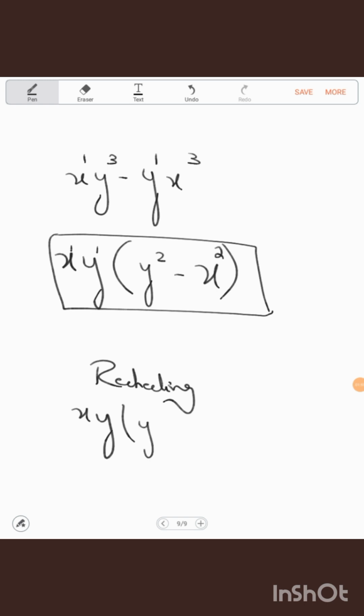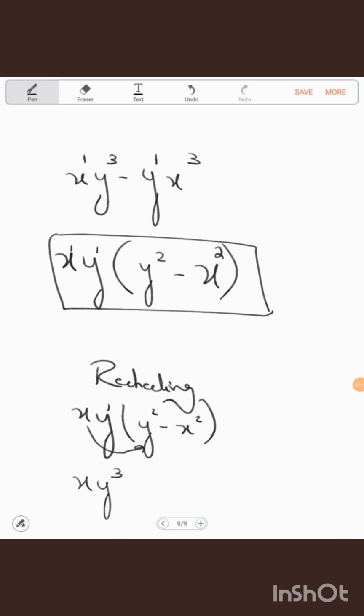xy, y square minus x square. xy when multiplied with y square. So this is 1y. So you are basically doing what? You are multiplying y to the power 1 into y to the power 2. Same bases, okay? And it's being multiplied. So you are getting what?